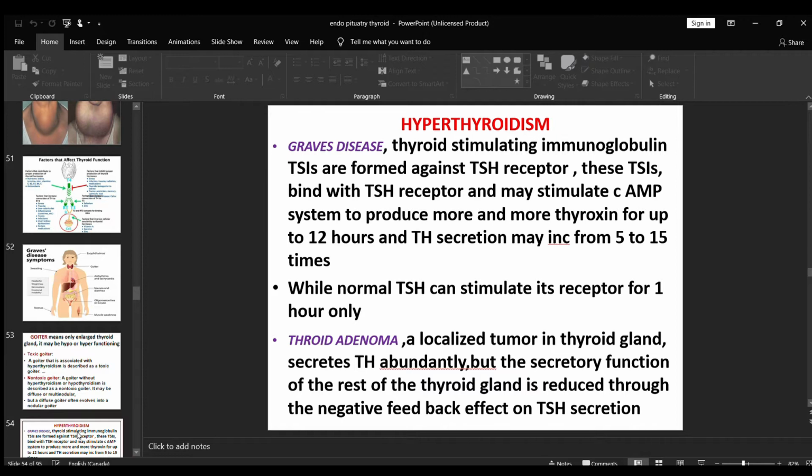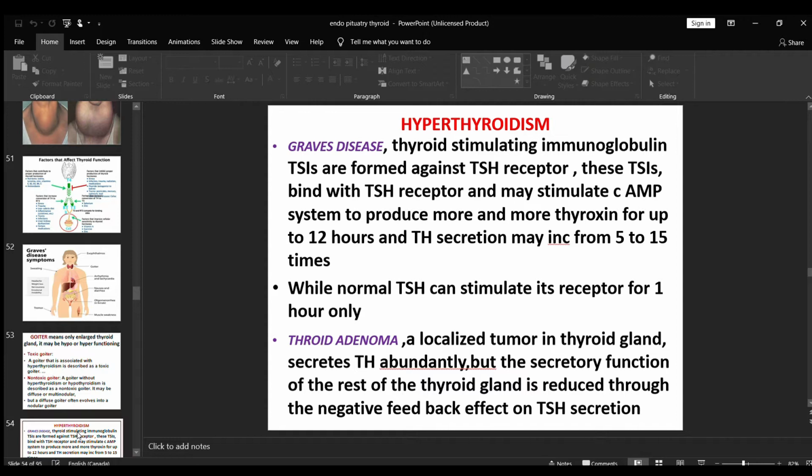The thyroid stimulating immunoglobulins bind with the thyroid stimulating receptor and stimulate the cyclic AMP system to produce more and more thyroxine for up to 12 hours, and thyroid hormone secretion may increase from 5 to 15 times the normal. While normal TSH can stimulate its receptor for only 1 hour, here is a huge difference. The immunoglobulins stimulate for up to 12 hours, while the actual thyroid stimulating hormone stimulates its receptor just for 1 hour.